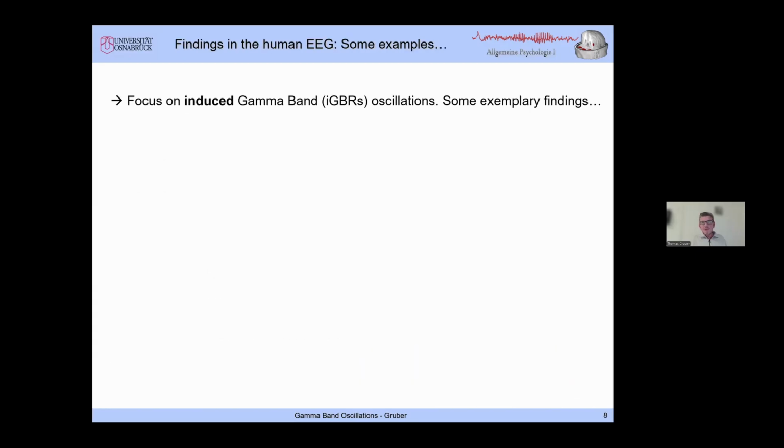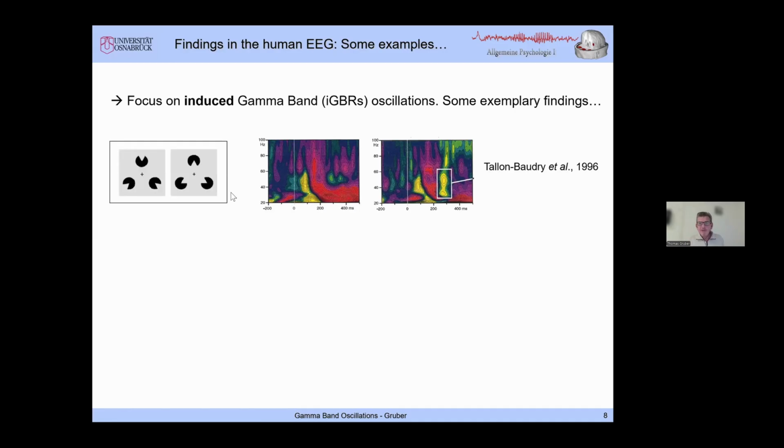But now I first want to show you some exemplary findings, and I want to focus on this induced gamma band response. This is now not only findings by my group, but by others as well. Here, one very famous study is by a French group around Catherine Tallon-Baudry. She presented her participants figures like you see here on the left panel, either Kanizsa figures, which form a triangle. You see this triangle illusion here, or the Pac-Man, which induced this illusion, were rotated. So on the right side here, when you see the triangle, you have to bind something in order to see a triangle. Not so when the Pac-Man are rotated.